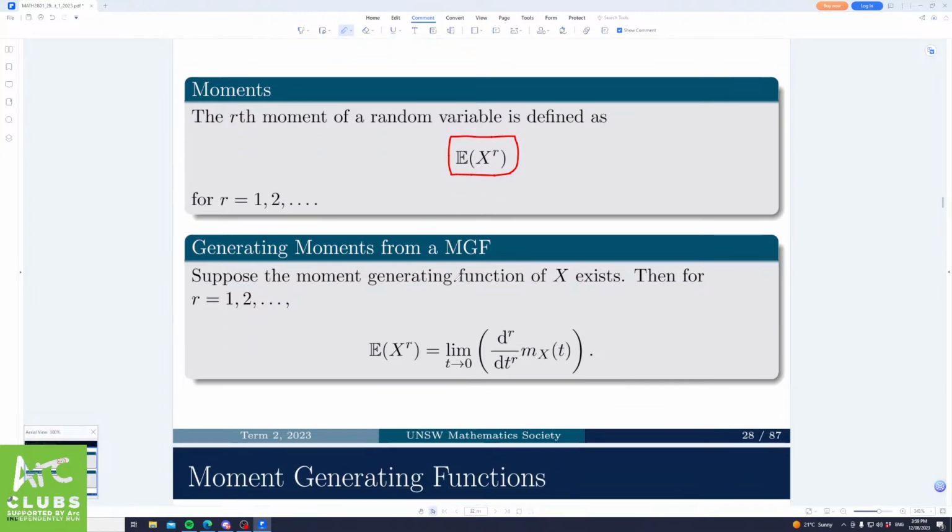And the way we compute it: to get the rth moment, we first differentiate the moment generating function with respect to whatever your variable inside it is. It's usually t or u. You differentiate it with respect to that variable r times, and once you've gotten that derivative, you just let t be 0, or you take the limit as t goes to 0, and that'll be equal to your rth moment.